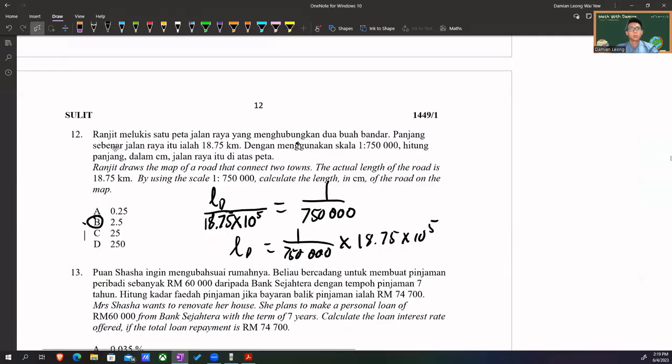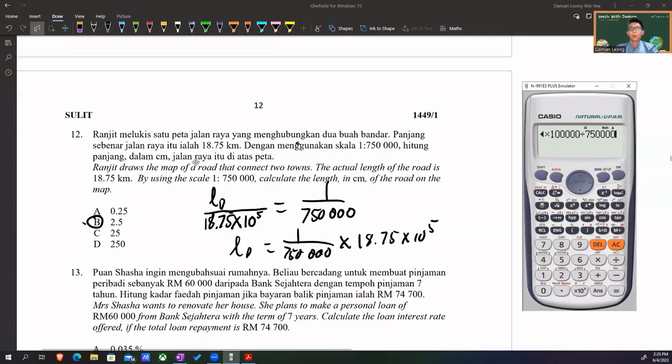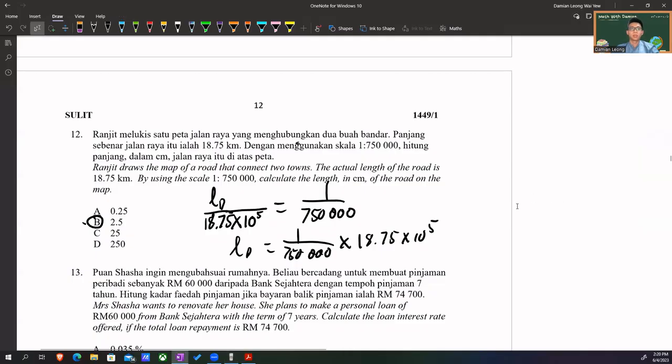Yeah. Okay. Looking at the marking scheme that I found online, it gives a different answer, but that should be wrong. Unless the scale is not 750,000, but it shouldn't be. Or unless you multiplied the wrong thing, meaning converting km to cm, you converted wrongly. Unless you convert to mm, then it's 25.